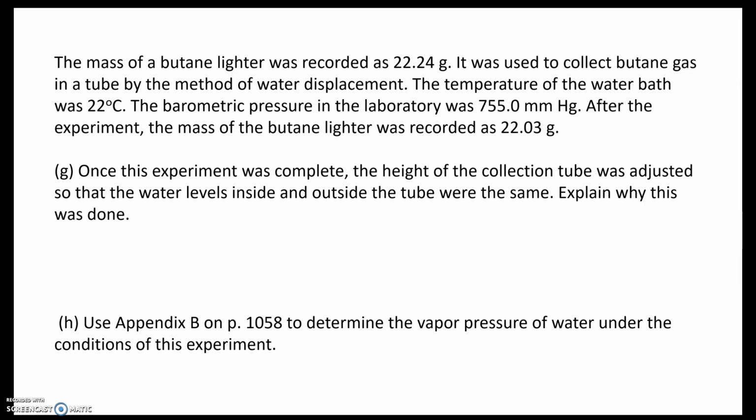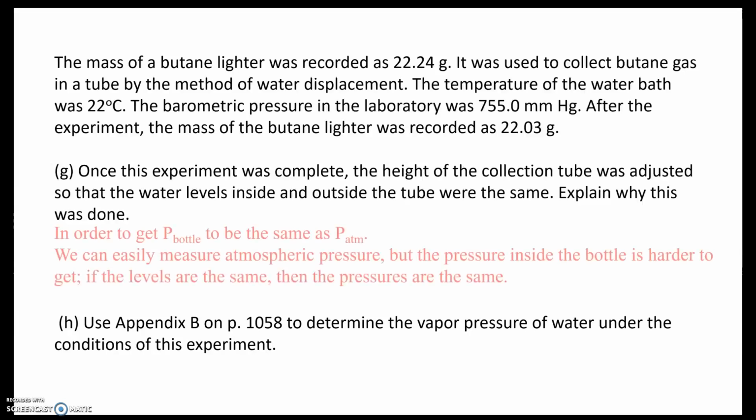The mass of a butane lighter is recorded as 22.24 grams. It's used to collect butane gas in a tube by the method of water displacement. The temperature of the water bath is 22 degrees C. The barometric pressure in the lab was 755 millimeters of mercury. After the experiment, the butane mass is now only 22.03 grams. And once the experiment was complete, the height of the collection tube was adjusted so that the water levels inside and outside the tube were the same.